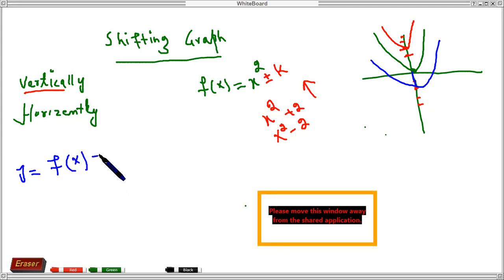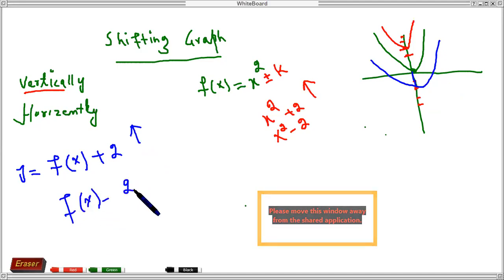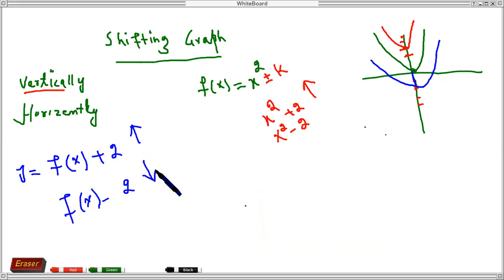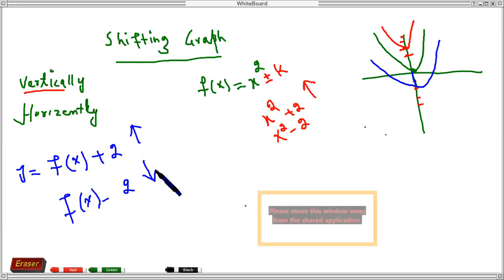So again, for vertically shifting, if the function is given y is equal to f of x, when you add a positive number like 2, it will move upward 2 units. If you subtract a number, it will shift downward 2 units. Same with 3, 4, 5, they are possible. This one is vertically shifting.